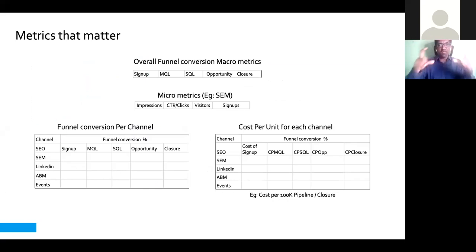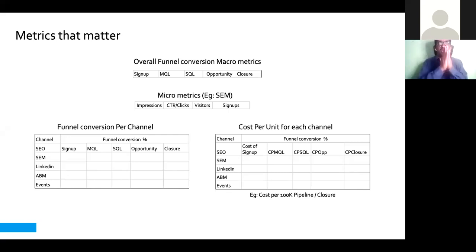One is the overall funnel metrics, right? So you have, let's say, 100 signups coming to your system. You've got to figure out how many of them convert into MQL, and how many of the MQLs will become SQL, and so on and so forth. That's the funnel metrics.